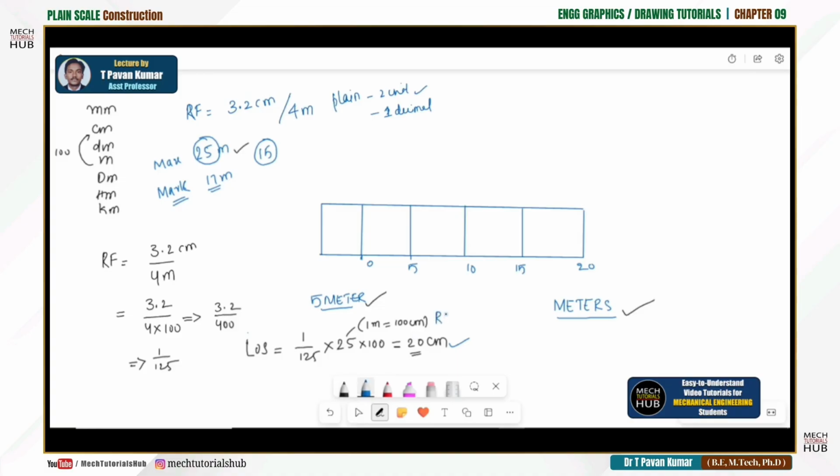So write RF. If that is not given, then no need to worry about whatever we have calculated. Directly you can take the subdivisions of the next decimeters only. But in the question they have represented as show on it units of meters and 5 meters. Show the length of 17 meters on this line that we need to mark.